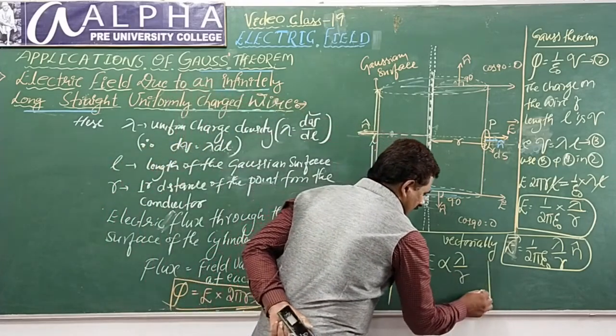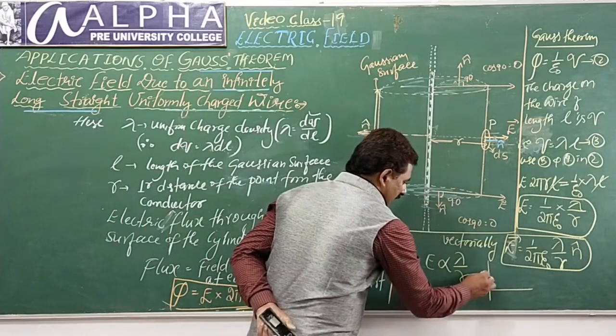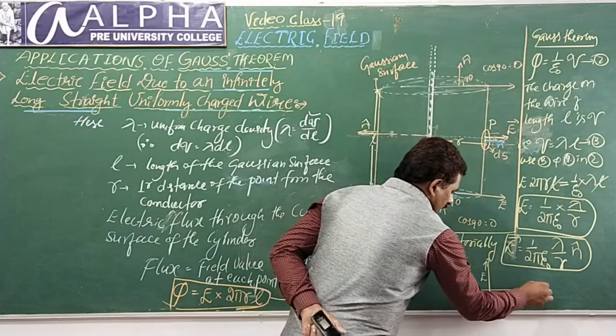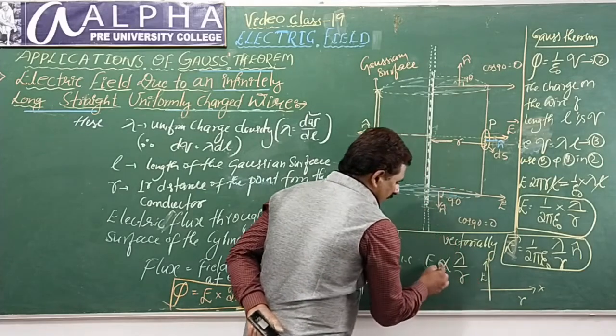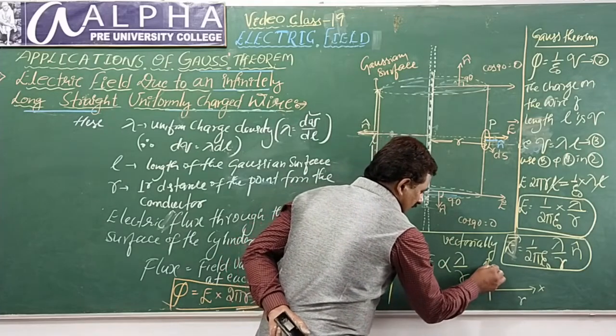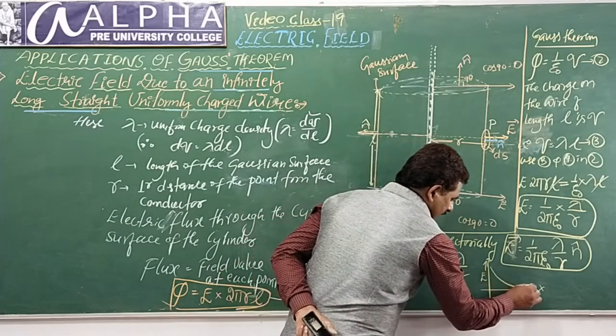You can write the graphical variation. Take electric field along the y-axis and R along the x-axis. As R increases, the E value decreases. So it is a rectangular hyperbola like this.